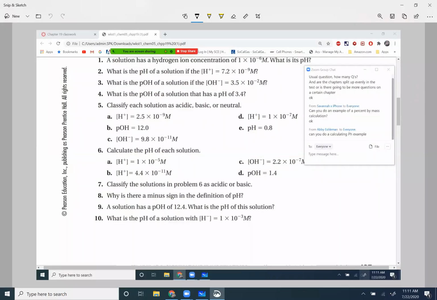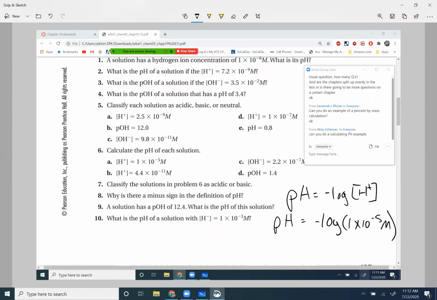So the first one says, calculate the pH, and it gives you the concentration. So remember that pH is equal to the negative log of the concentration of H plus or H3O plus, same thing. So really all this question is asking you is to take the number they gave you and put it into your calculator with negative log. Now, your calculator is going to be different than mine if it is not my calculator, which is just the calculator that Microsoft provides you.